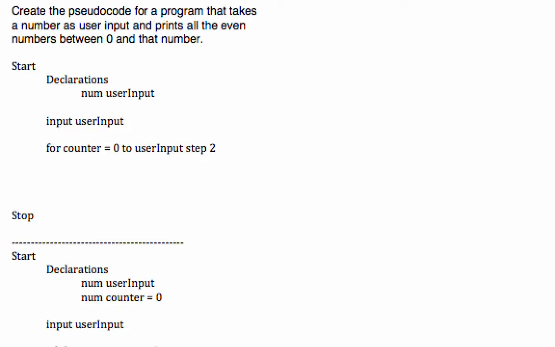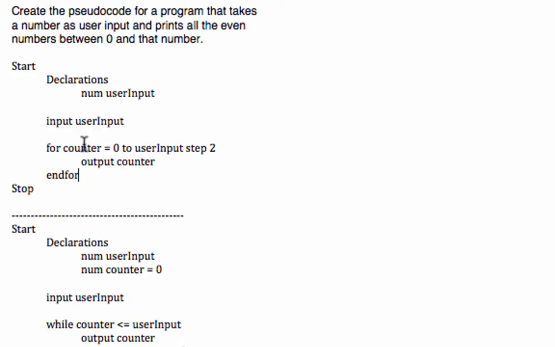Again, I like to put my end for right away so I don't forget it. And then I have to say, what do I want it to do? I want it to output counter. It's creating a variable called counter, setting it equal to 0, and this loop is going to run until it reaches user input, and each time it runs it's going to increase our loop control variable by 2.